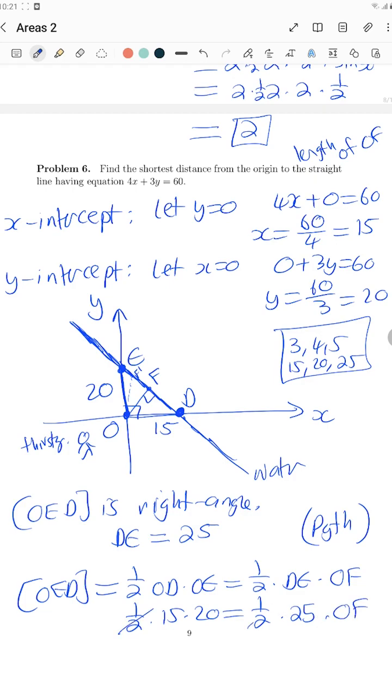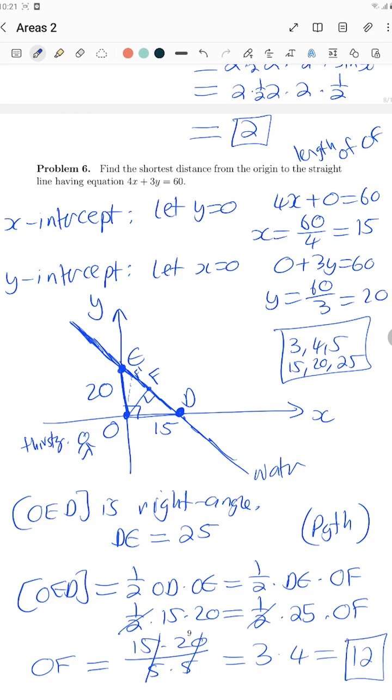So the halves cancel, and what remains is that OF has got to be 15 times 20 over 25. I'm going to rewrite 25 as 5 times 5. Why do I do that? Because 15 divided by 5 turns into 3, and 20 divided by 5 turns into 4. So OF is 3 times 4, which is 12 units. And that is the answer to this problem.